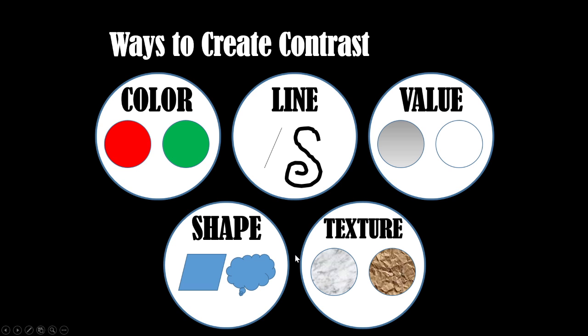So how do we create contrast? Well, we can use color. Complementary colors especially are effective, like red and green, or purple and yellow, or blue and orange. We can also use lines, different weights of lines. So there's thin lines next to thick lines, straight lines next to curved lines. You can go on and on. Those things all create contrast.